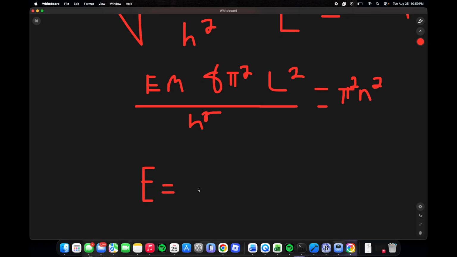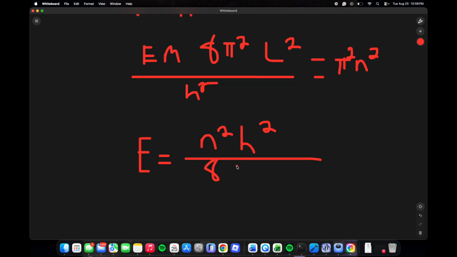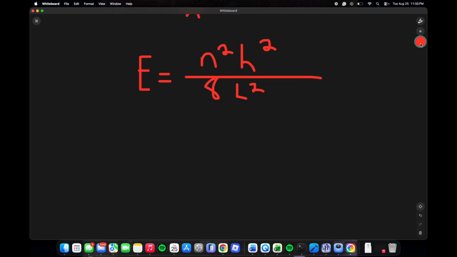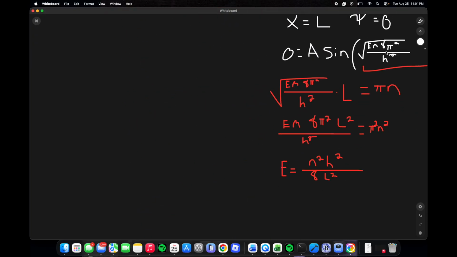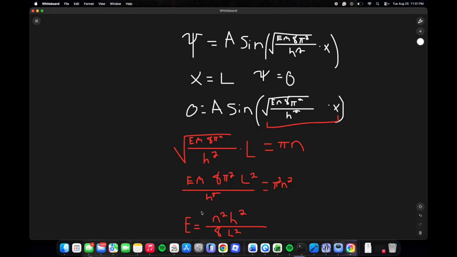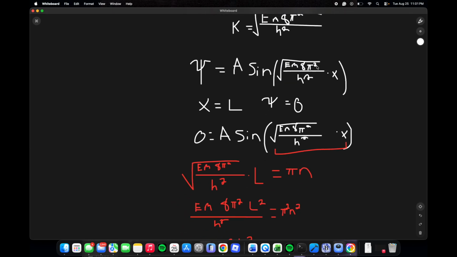E equals n squared h squared over 8 m L squared, okay? Hopefully you can see that here. What we're going to do now is pretty extensive, so I'm going to save the work. It's just algebra. We're going to plug E in up here, and we're going to solve for a generic wave function, okay? So this is going to get messy.